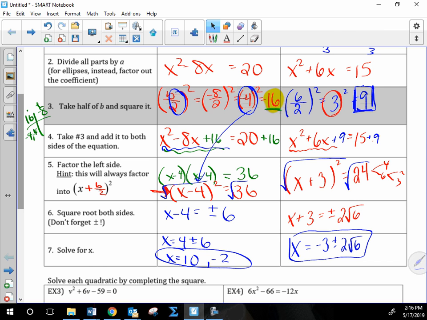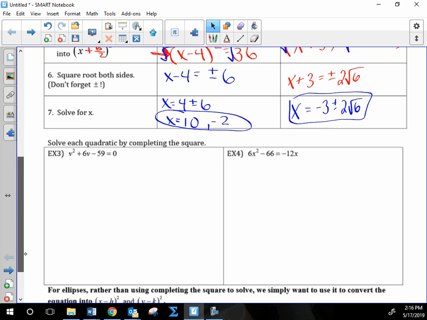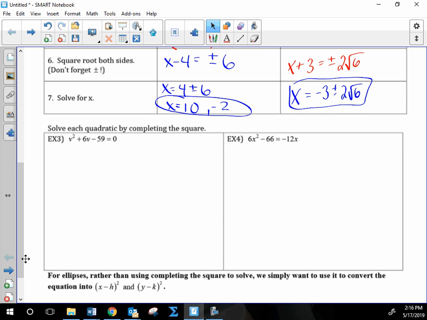Okay. So I want you guys to go ahead and try example 3. It specifically says to solve by using complete the square, so I want you to complete the square, even if it is factorable, although I don't think this one is.